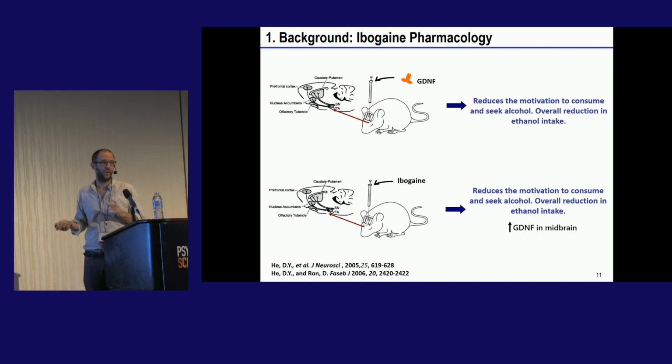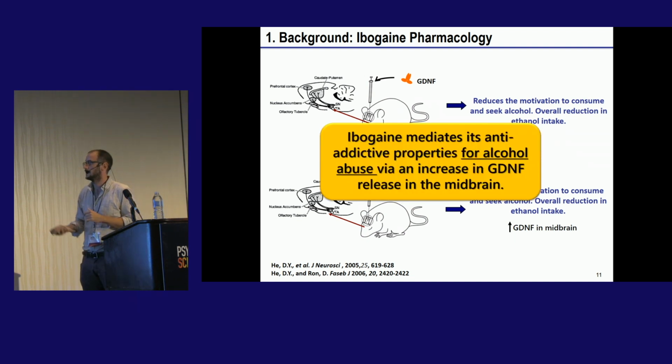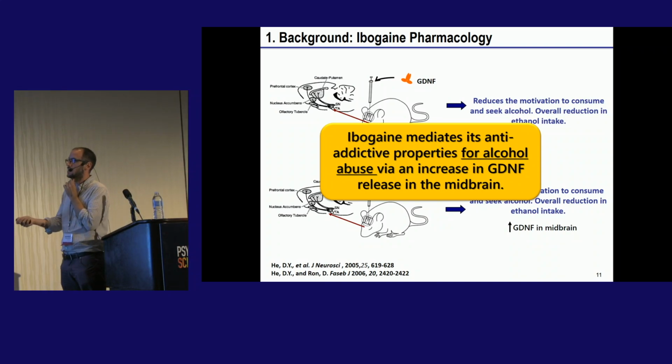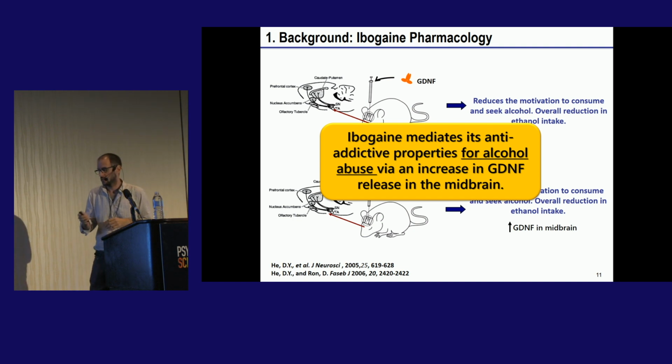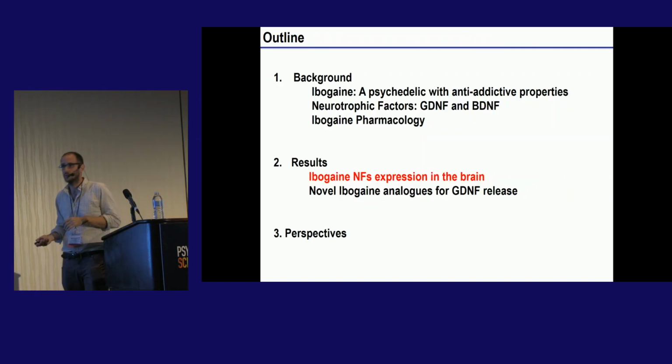And it is a paper for alcohol addiction, and that is important because for every drug there is a different story in the brain. So it is postulated as a main hypothesis that ibogaine mediates its anti-addictive properties for alcohol abuse via a GDNF release in the midbrain, and this is important. This paper is for alcohol abuse. Okay. So what is our research about?